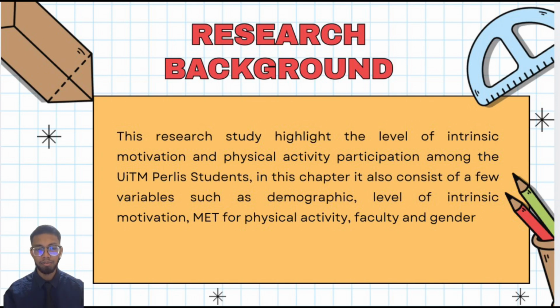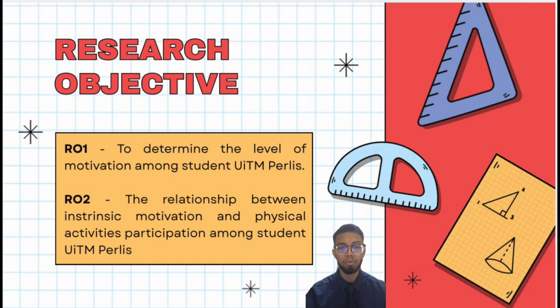A research background for this study. This research study highlights the level of intrinsic motivation and physical activity participation among the UiTM Temerloh students. In this chapter, it also consists of a few variables such as demographic, level of intrinsic motivation, MET for physical activity, faculty, and gender. Here's our research objective. RO1: to determine the level of motivation among UiTM Temerloh students.